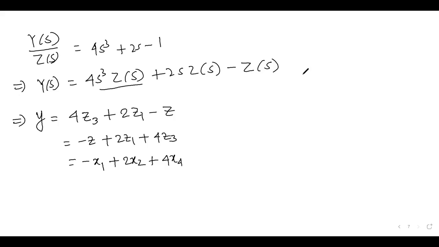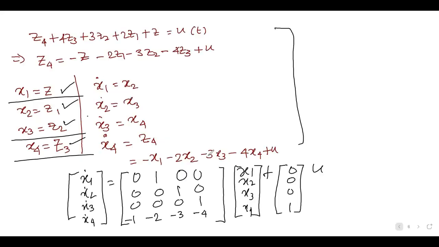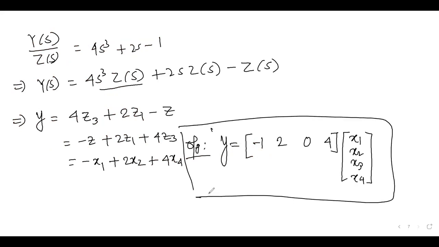So therefore the output equation y is equal to minus 1, 2, 0, 4 times x1 x2 x3 x4. Clear? So this is the output equation, and this one is the state equation. That is only for the denominator, and this is for the numerator. Is it clear?